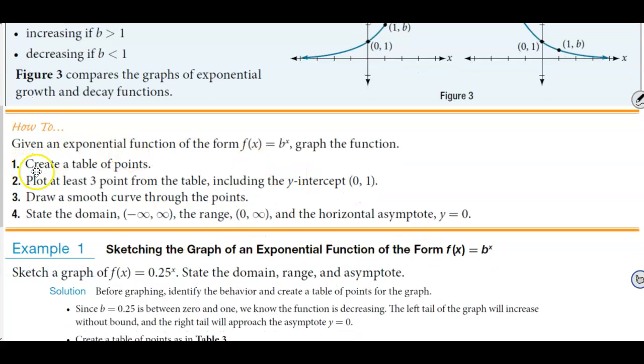Step 1, create a table of points. Step 2, plot at least 3 points from the table, including the y-intercept. In step 3, draw a smooth curve through the points. In step 4, state the domain, negative infinity to infinity, the range, 0 to infinity, and the horizontal asymptote, y equals 0.